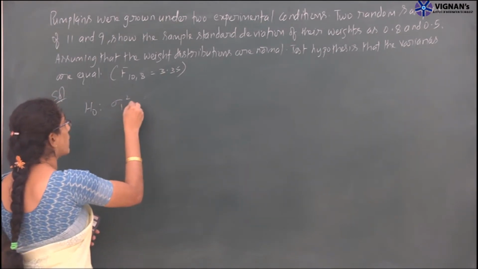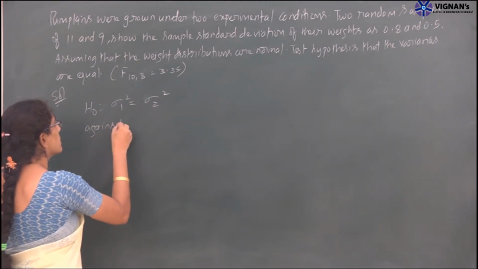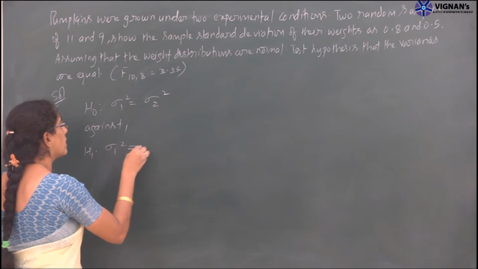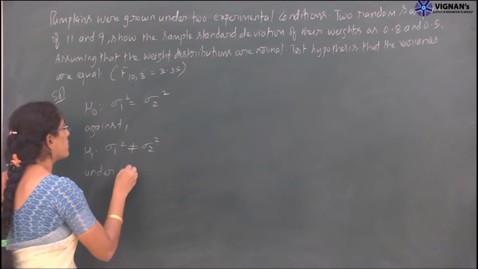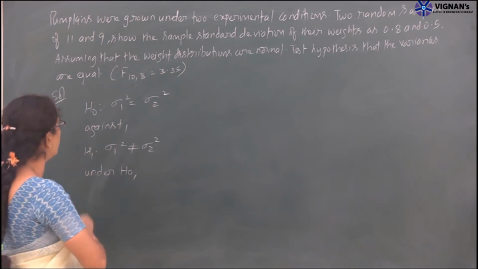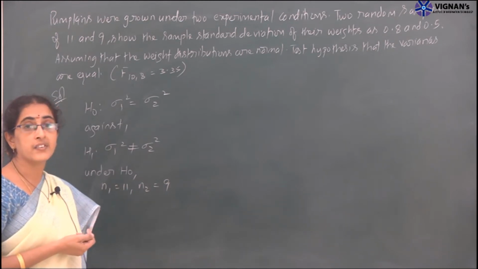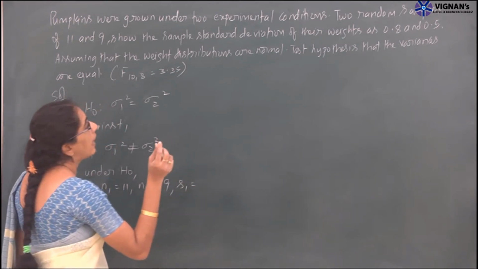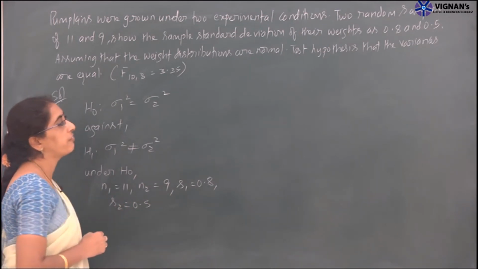So H0 is sigma 1 square is equal to sigma 2 square. Again, the alternative hypothesis is two-tailed because there are no comparable words, so sigma 1 square is not equal to sigma 2 square. Under the null hypothesis, first we write down the given data. The first sample n1 is 11 and n2 is 9, and their standard deviations are given directly: small s1 as 0.8 and small s2 as 0.5.